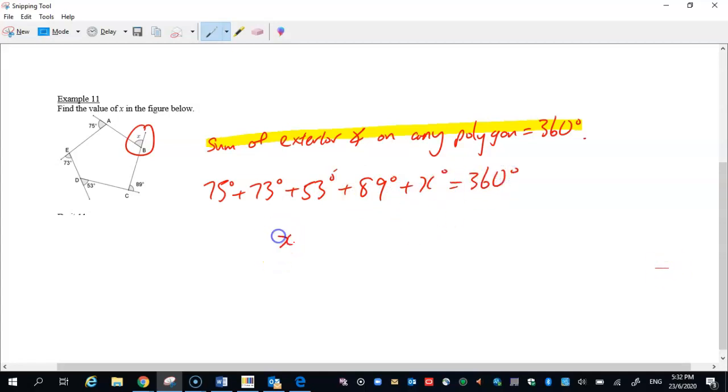So to find x degrees, we just simply need to move all these numbers onto the other side. We subtract all the angles here and bring this to the other side. What we get is simply 70 degrees. And that's all. Or you can write x equals 70.